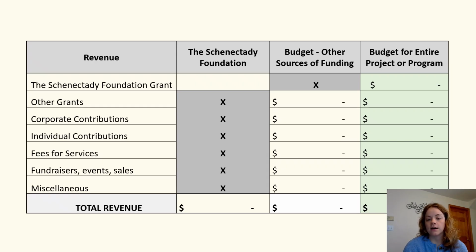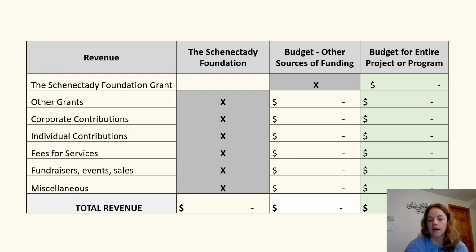Other grants from state institutions, other foundations, etc. And then corporate contributions or donations, individual contributions or donations, fees for any services that you may provide, fundraisers, events, or ticket sales that you might do, and then miscellaneous, anything that may not fall into those categories.